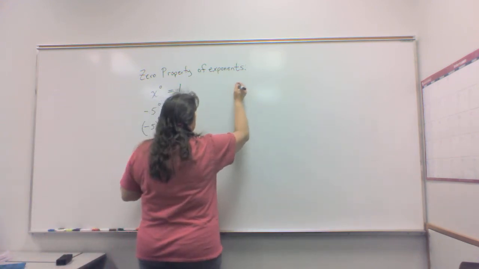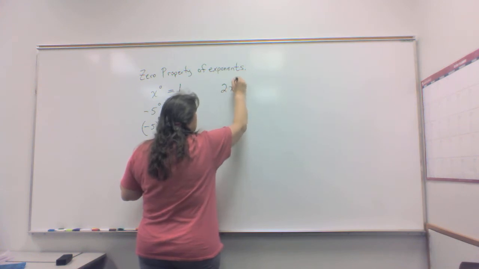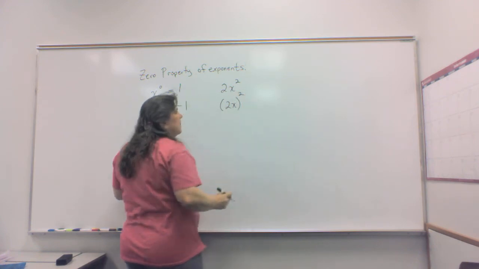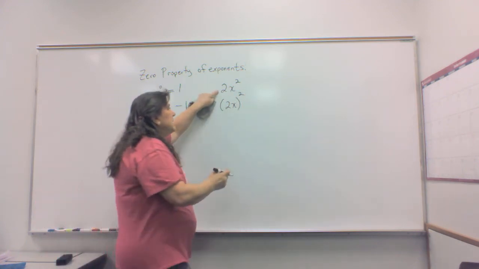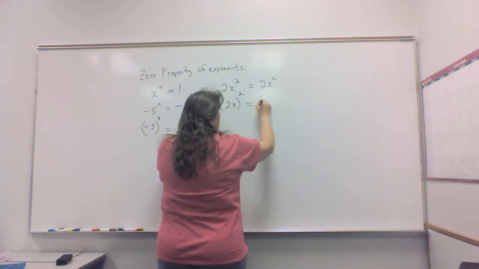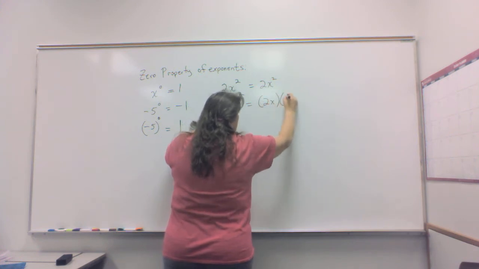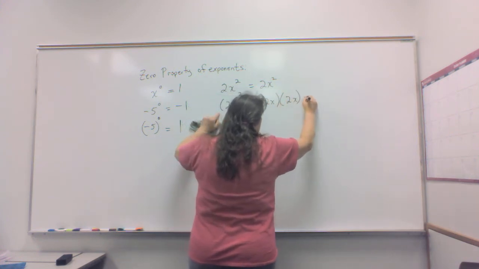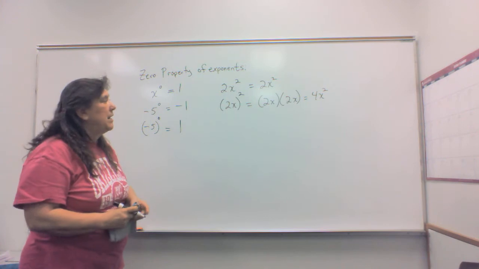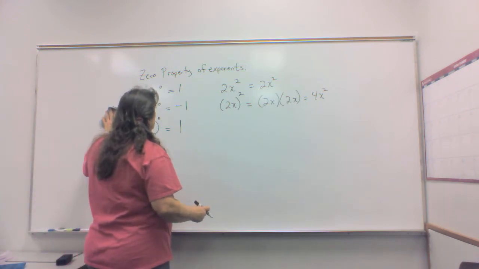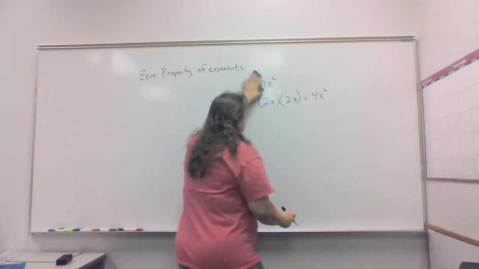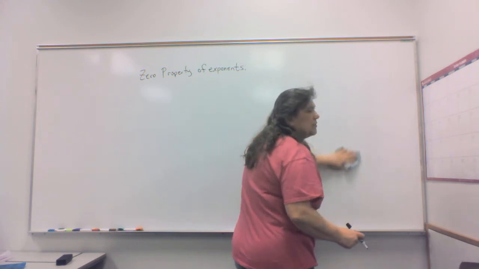The same thing happens when you have 2x squared versus 2x to the second power. These are not the same thing. This is just simply 2 times x to the second power. This one is 2x times 2x, which would give you 4x to the second power. So as you can see, they're not the same thing. So now let's get back to this zero property of exponents and see why it is what it is. And then we will go on into the negative exponent rules from there.